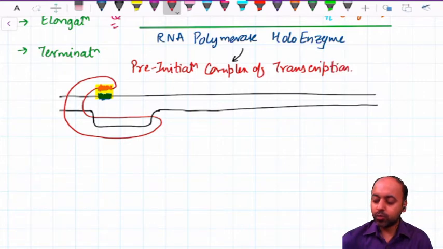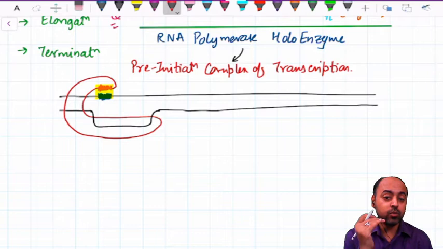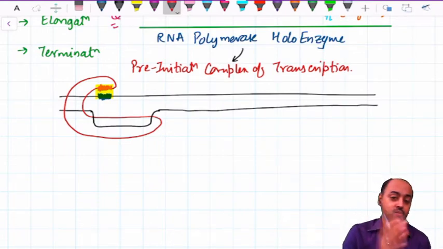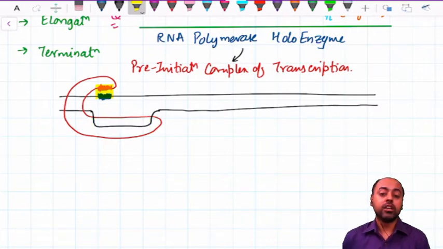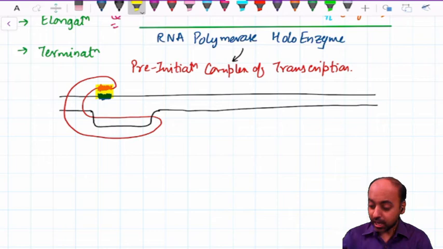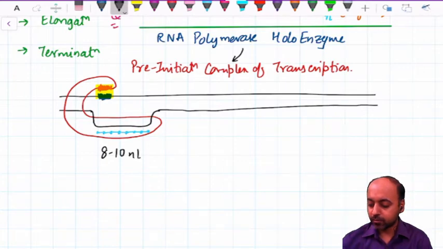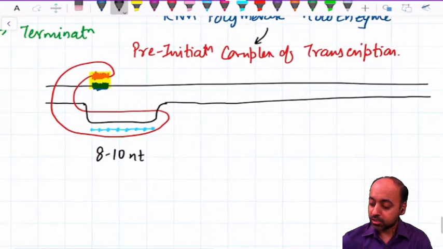As you can see, two important points to note. First, the RNA polymerase is attached to the DNA, and the DNA is denatured. So the pre-initiation complex of transcription is the RNA polymerase attached to the denatured DNA. You can see the DNA is denatured here, and the RNA polymerase complex is attached. Alright, so the pre-initiation complex of transcription is formed, and now the RNA polymerase will transcribe this small segment. The size of this segment is about 8 to 10 nucleotides long. What is happening?